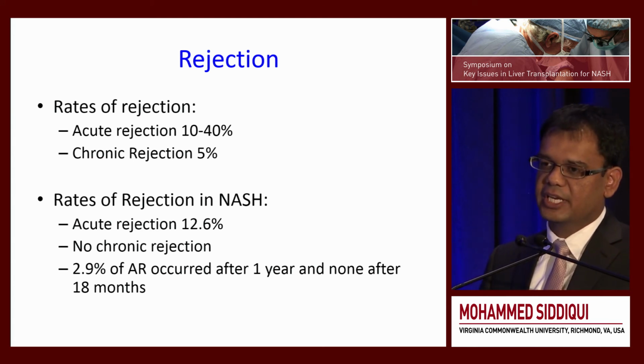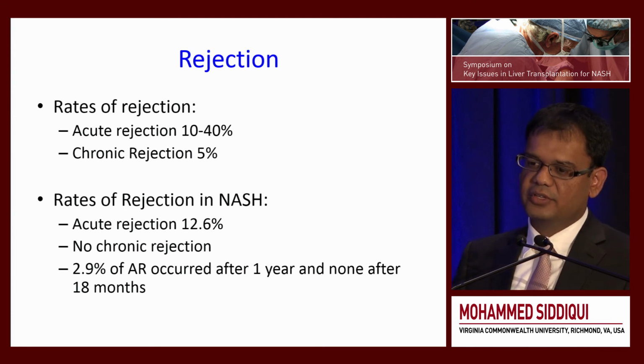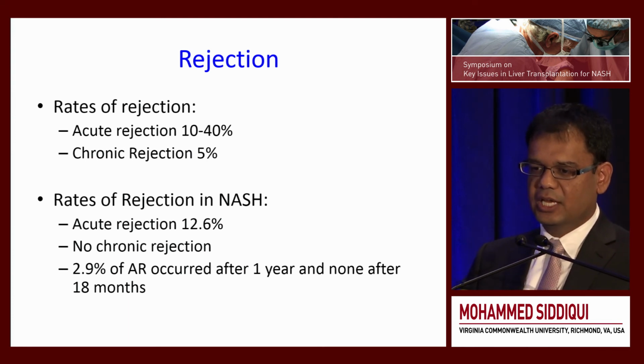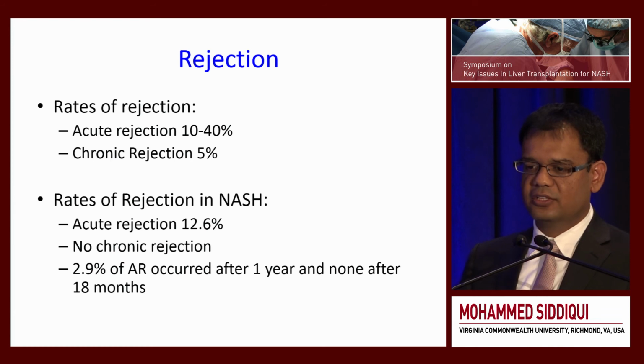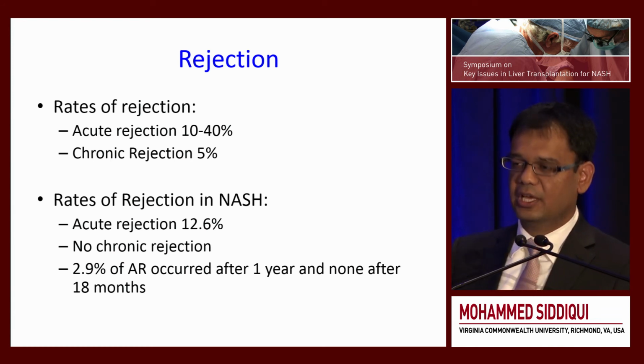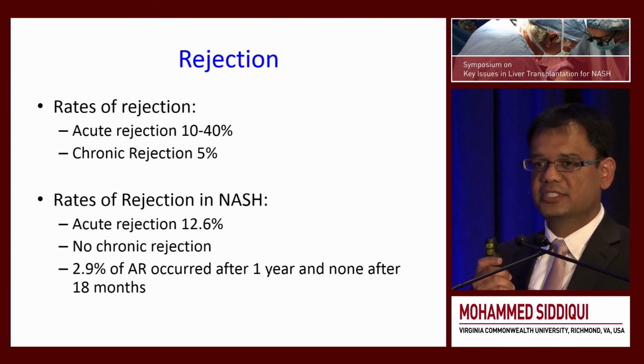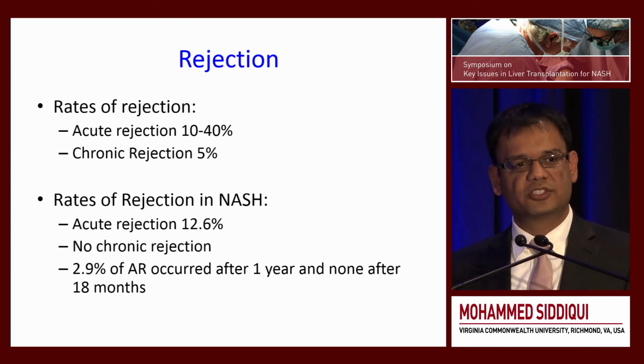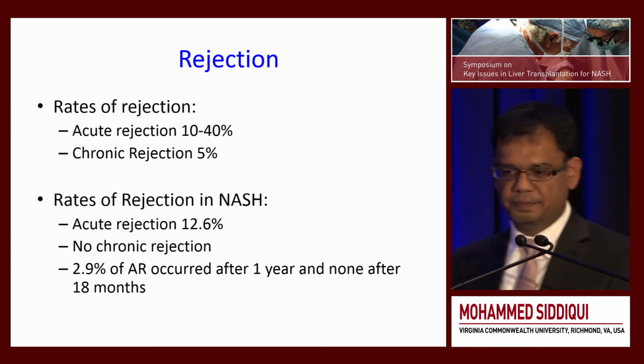is some of the older data. With improvement in immunosuppression, that rate has come down considerably. The rate of chronic rejection is reported about 5%. Now, in our cohort of patients, the rate of acute rejection, and most of it was early, was about 12.3%, reflecting what we see in literature. But surprisingly, there was not a single case of chronic rejection in any of these patients.